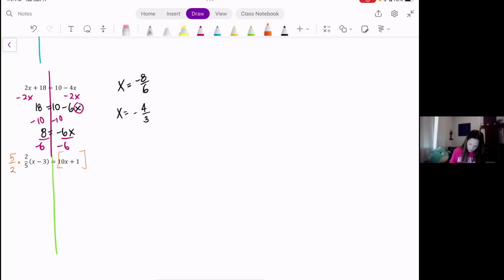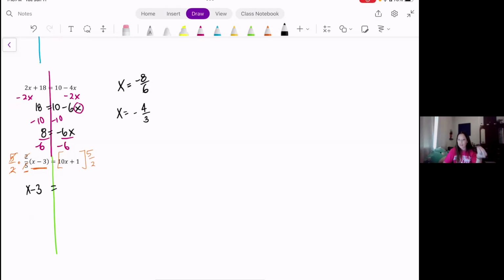That means I need to multiply the entire right-hand side by 5/2. Not just the 10 or the 1. It needs to be the entire side because what I'm doing to one side, I'm doing to the other. This 2/5 is attached to this entire x minus 3 in parentheses. And so multiplying on the outside is going to clear that up for me. 2's divide out, 5's divide out, and that leaves me with x minus 3 on the left-hand side of the equal sign. But what happens here on the right-hand side?